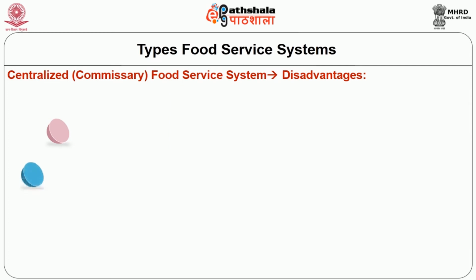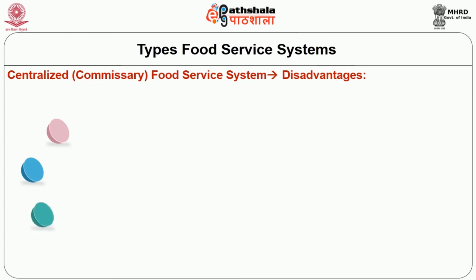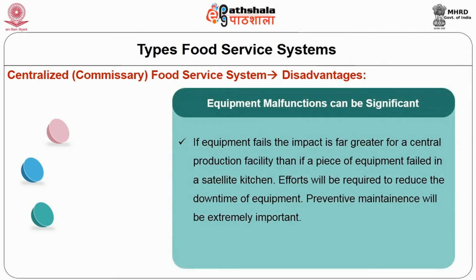The next disadvantage is that technically skilled employees are required. Some of the equipment and processes in a central food production facility are assembly line. These may be monotonous jobs that would not be appropriate for some employees. Our third disadvantage is equipment malfunctions, which can be significant at times.